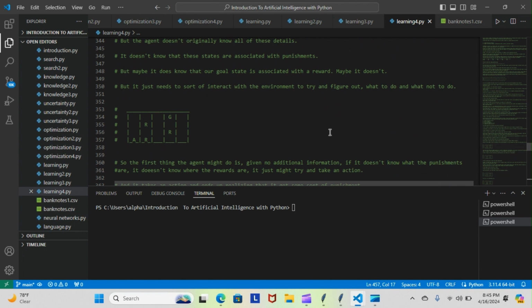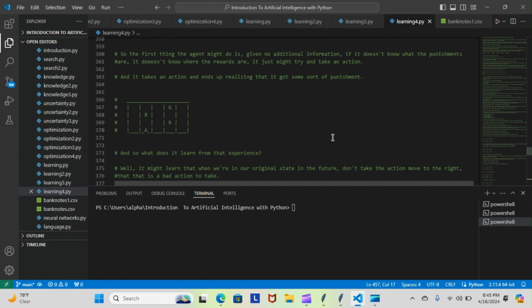So this is our initial state here. You can see this is our initial model. We have our agent down here. We have our red squares here that represent punishments that the agent doesn't know about. And then we have our goal here that maybe it knows is some sort of good reward, maybe it doesn't. So what it's going to do is try to navigate through this grid, or through this world, and try to get to the goal.